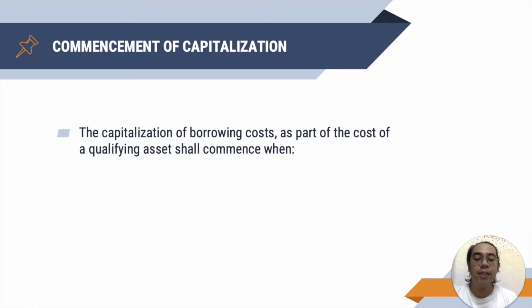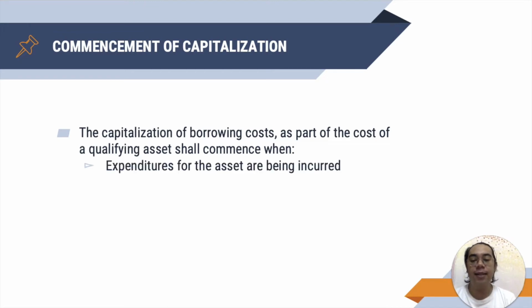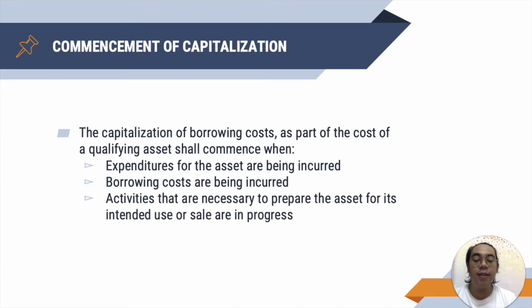When do we start capitalizing? The capitalization of borrowing costs as part of the cost of a qualifying asset shall commence when all of the following are met. A. Expenditures for the asset are being incurred. B. Borrowing costs are being incurred. And C. Activities that are necessary to prepare the asset for its intended use or sale are in progress. So all of these must be met. If one of them is missing, then you cannot start capitalizing borrowing costs.